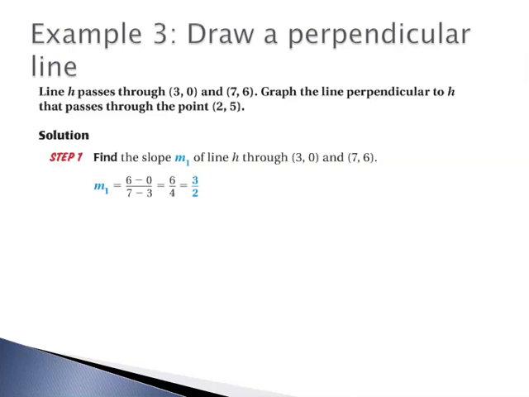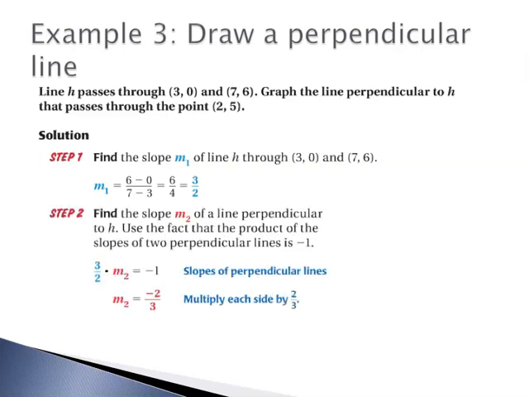So now we know the slope of line H is 3 halves, and we need to graph the line that's perpendicular to H that passes through the point (2, 5). So here's what we're going to do. We need to find the slope of a perpendicular line, which means it must be the opposite reciprocal of the slope of line H. So if the slope of line H is 3 halves, then the slope of the line perpendicular to that is negative 2/3.